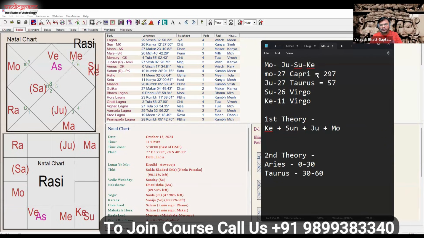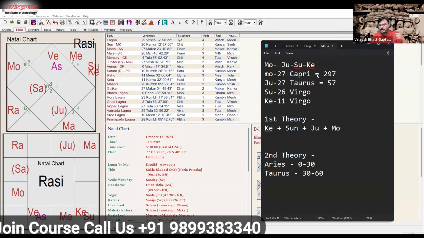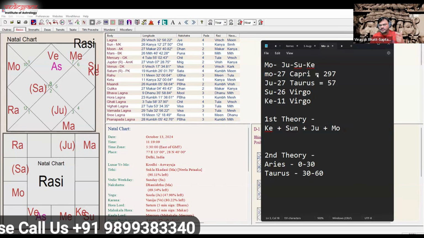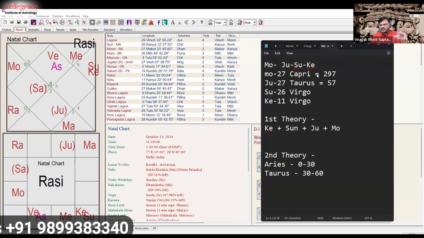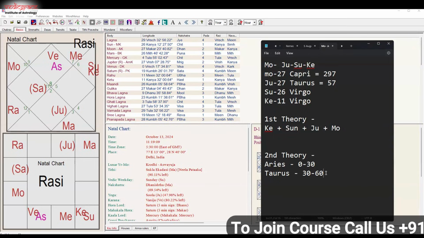Okay. Now see, our basics are not clear, so that's why our brain is trained to see every Rashi at 30 degrees only. That's why we are making this mistake. So if you know this thing, yes, Prakashji. No, please continue.